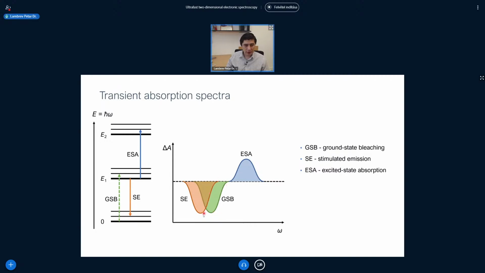Another negative signal is the stimulated emission. That is, the molecule is in the excited state, and then we send in the probe pulse. The probe pulse can force the molecule back to the ground state, and the excess energy is emitted. So that is stimulated emission. Or the molecule that is excited can absorb the probe pulse, photon of the probe pulse, and then the molecule goes to another higher energy excited state. So this will be excited state absorption or photo-induced absorption. And then these three signals will combine to make our transient absorption spectrum, which is a signature of the molecule in the excited state.